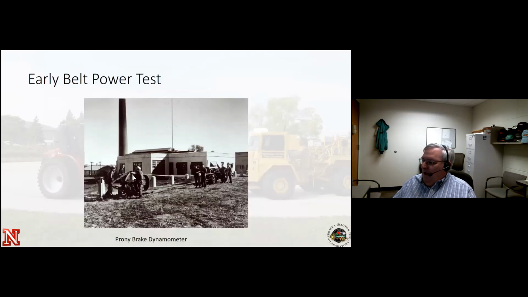So an early belt power test. All of our records say we did all of our belt testing inside the lab, but we do have this period photo of the tractor under test connected to a Prony brake dynamometer. And so there's basically this big band clamp here that you would apply to one axle that's attached on a shaft to the other pulley that's connected to the tractor, and that would apply the load, essentially just make a lot of heat.